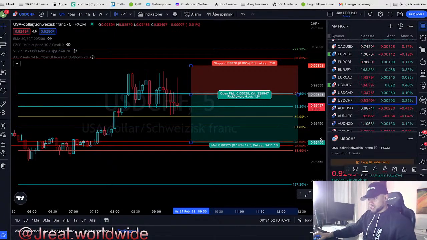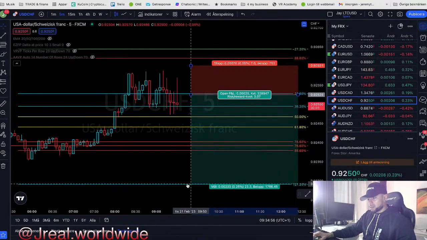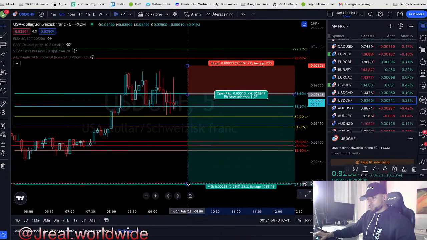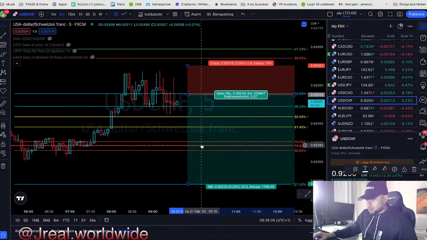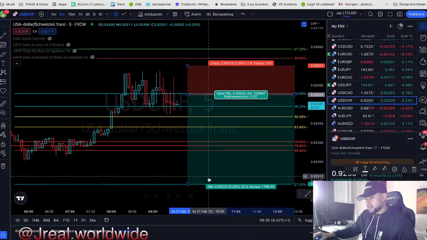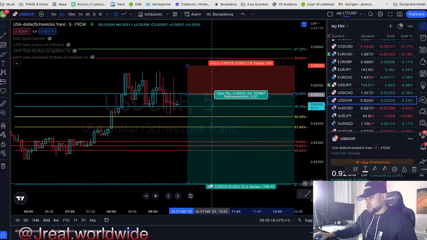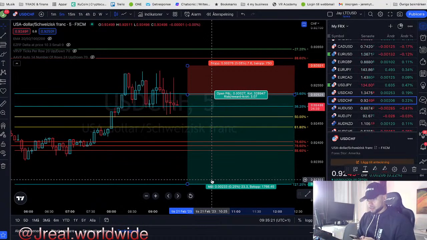And the last take profit level is here at 0.92300. First take profit at 0.92470. Next one at 0.92400. And last one at 0.92300. All right. That's a sell. And we're going in now.